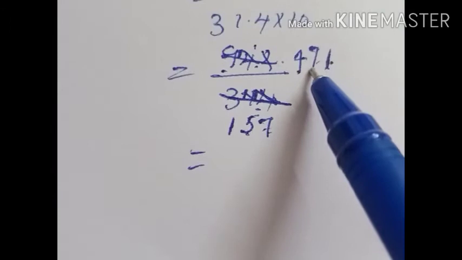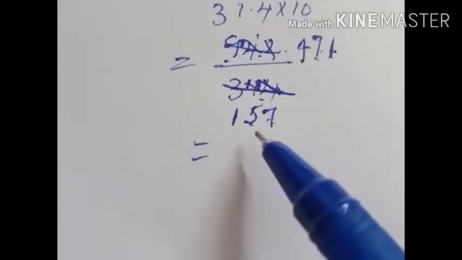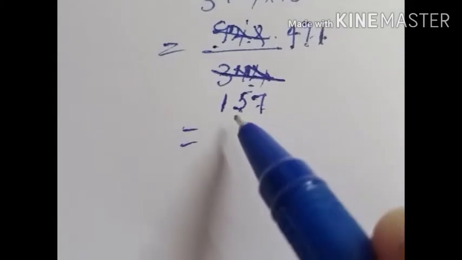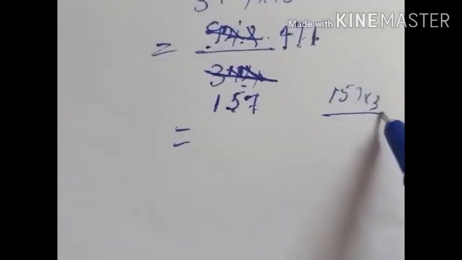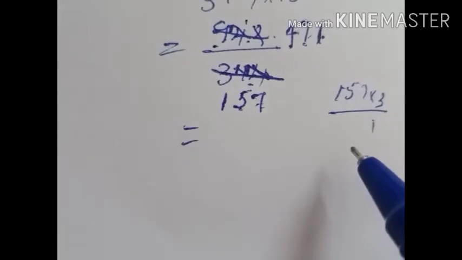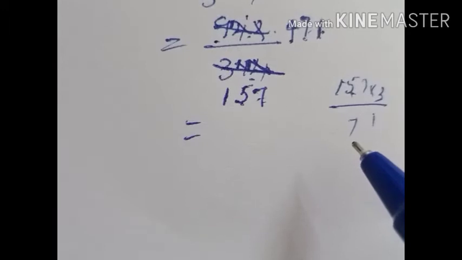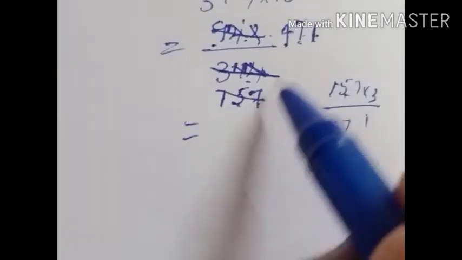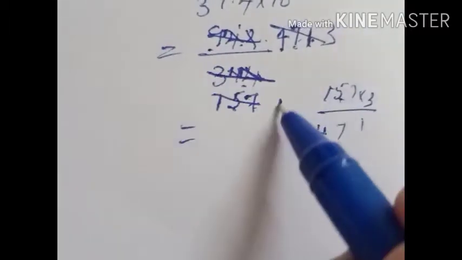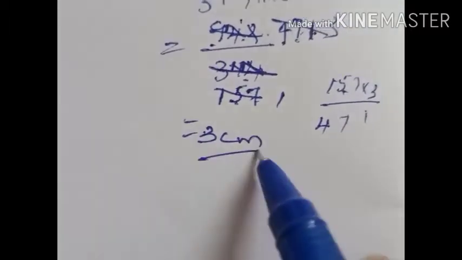So here numerator is divisible by 3 but denominator is not divisible by 3. So here we can do that by what? 157 into 3. What is it? 7 3s are 21, 2. 5 3s are 15, 7. Remaining 1. 1 3s are 3 plus 1, 4. So we get it as 3. So here 3 centimeter. This is the radius of its base.